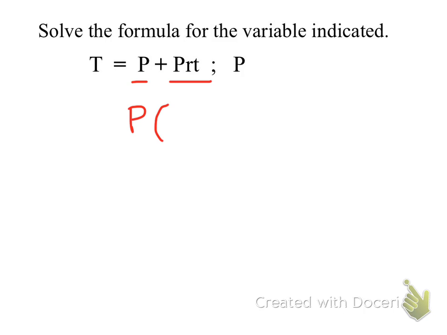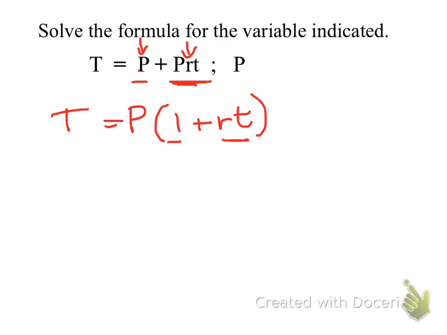I pull it out. P divided by P is what? 1. And PRT divided by a P is what? Plus RT equals T. So I just factored out the common factor of P. I divided a P out of the first term and a P out of here. What's left here is a 1, and what's left here is the RT when I divide it out.